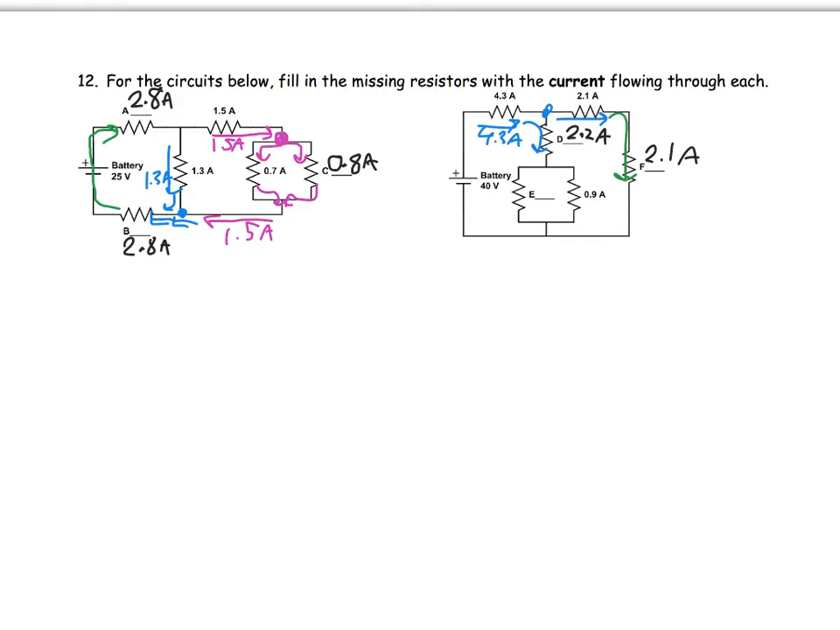The last junction I'm going to look at is this junction right here. We know that we had 2.2 amps flowing down through D. That's going to split here, so I'm just going to go that way through resistor E. The rest is going to go through this other resistor. So if 0.9 amps goes through the other resistor, that means the remainder, 1.3 amps, must go through resistor E.